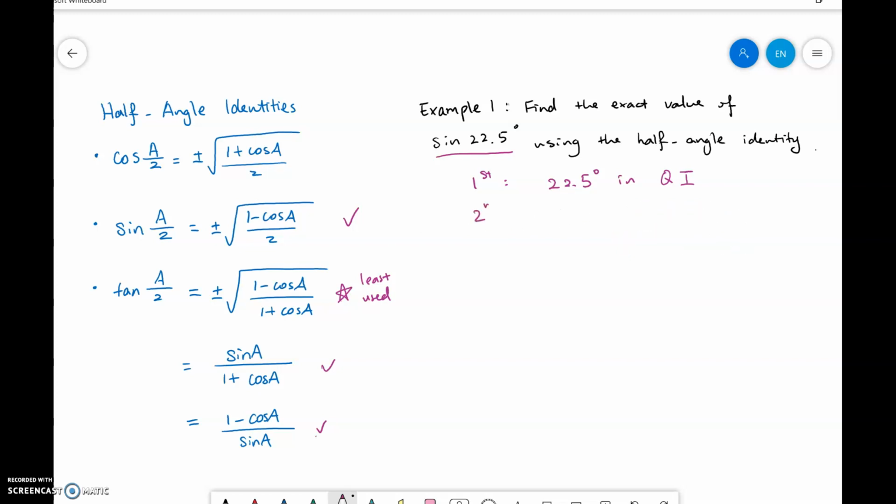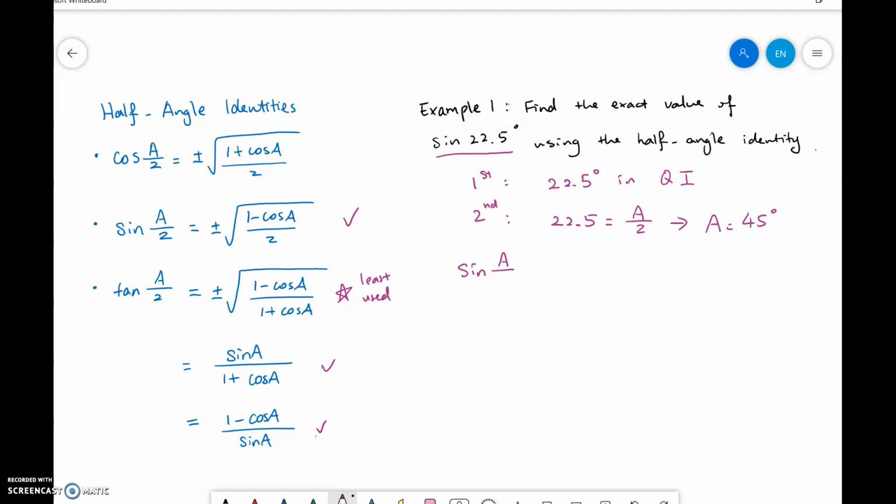And second, since I'm using the half angle formulas, 22.5 will equal a over 2. So I'm going to replace the a over 2 with 22.5. That means a will equal 22.5 times 2, which is 45 degrees. Okay, so with everything, I'm going to actually apply the formulas.